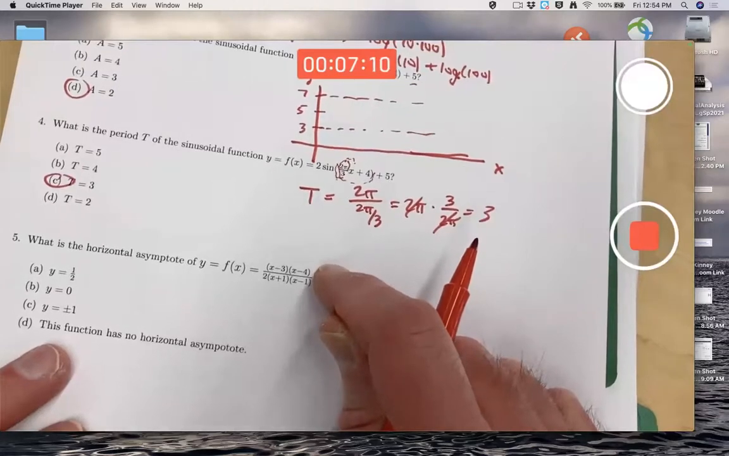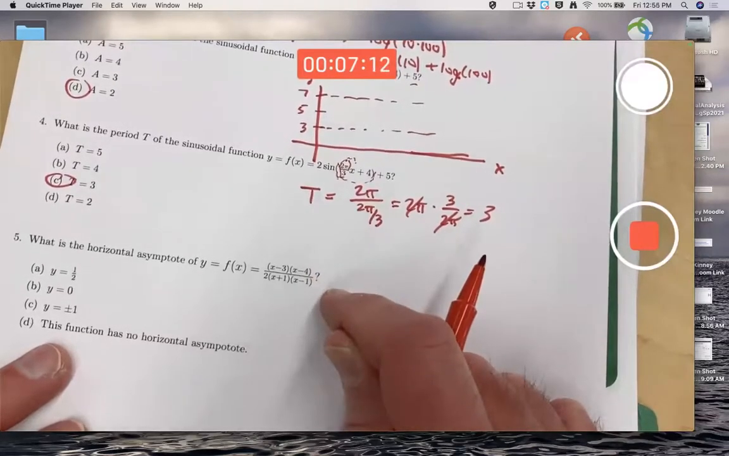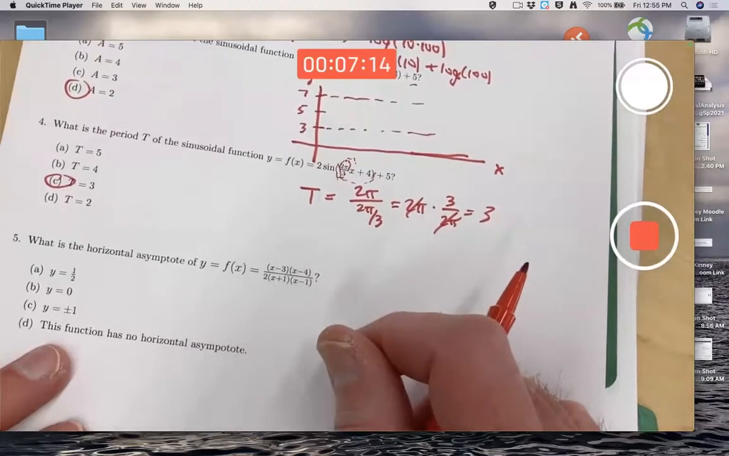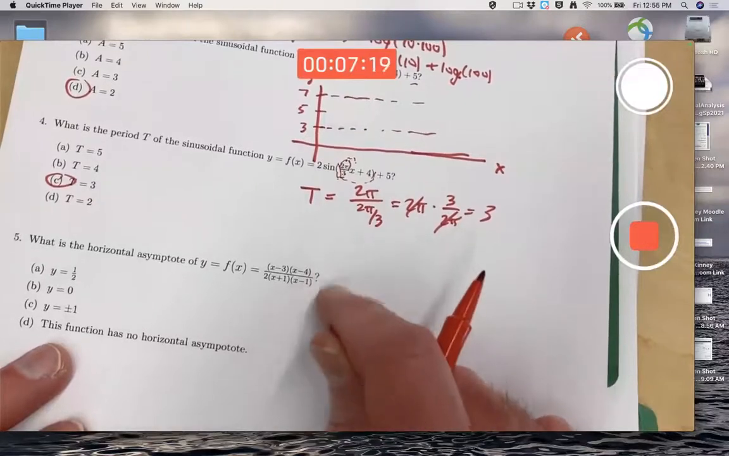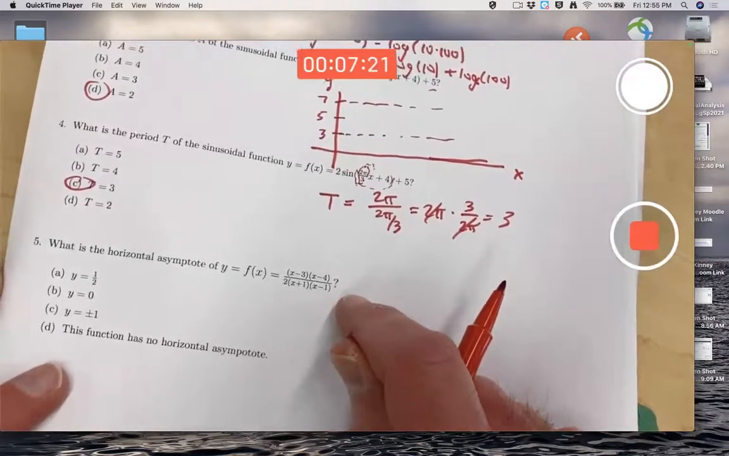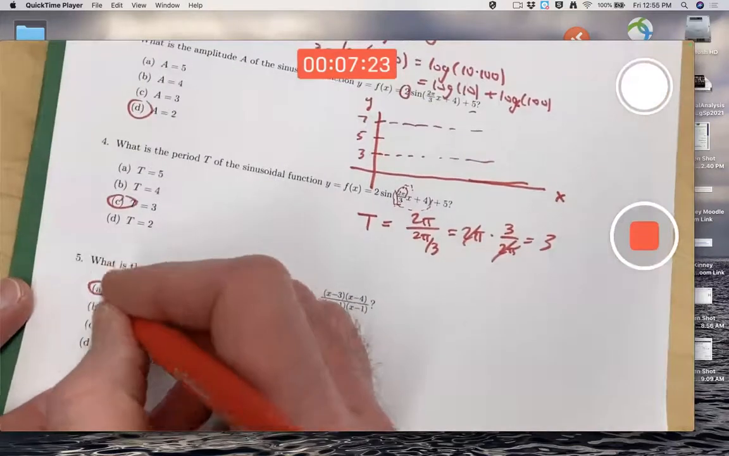Either way you think about it, whether it's in factored form or if you expand these out, the ratio of the x squared term would be 1 on the top and 2 on the bottom. And the degrees are the same. Therefore, it does have a horizontal asymptote at that ratio, 1/2. 1/2 is the answer.